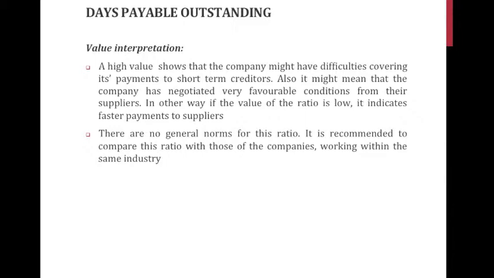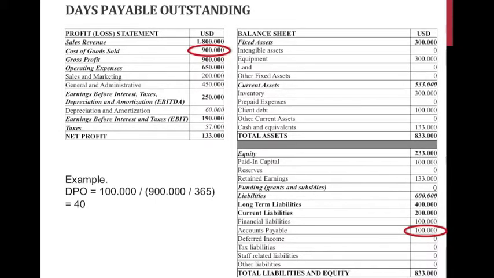So again, it is a context-dependent ratio. In our example, we again take accounts payable, which is 100,000. We have our cost of goods sold of 900,000, divide by the number of days, and we see that we are covering on average our invoices in a 40 day period.